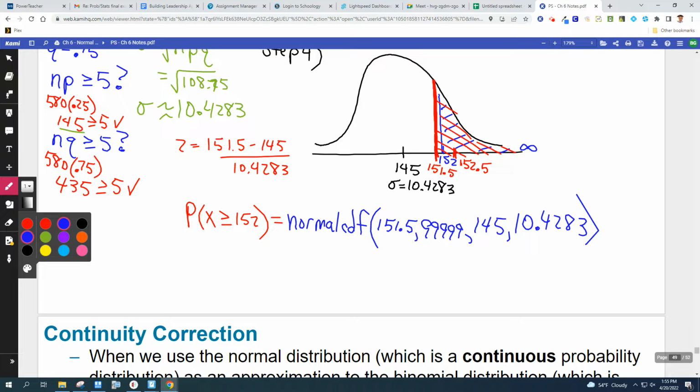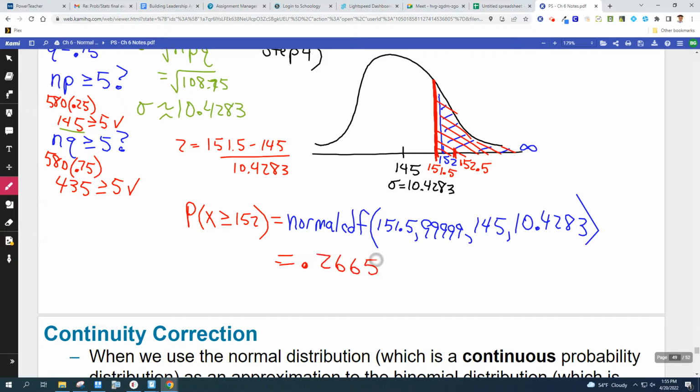Anybody have it? Type it in yet? Approximately 0.2665. That's what I got.